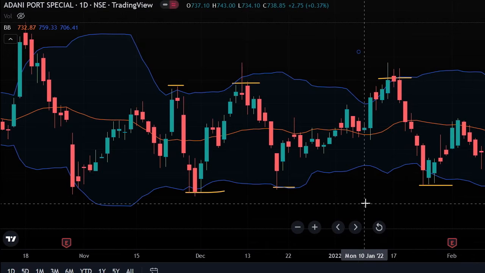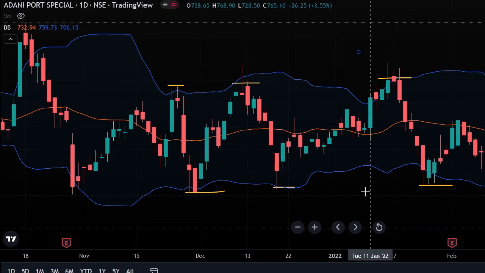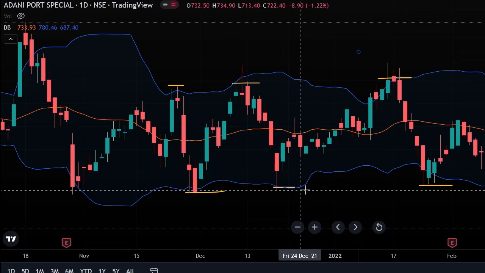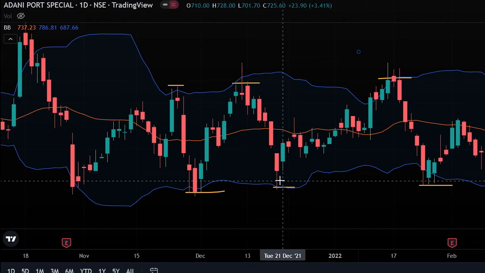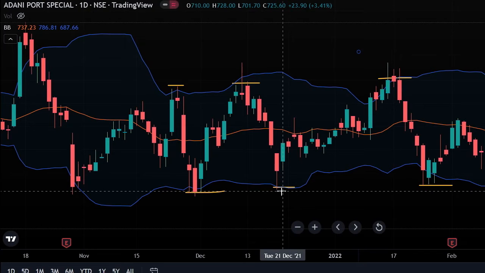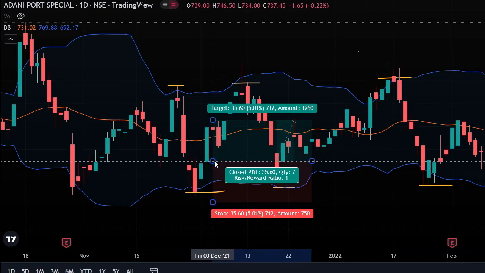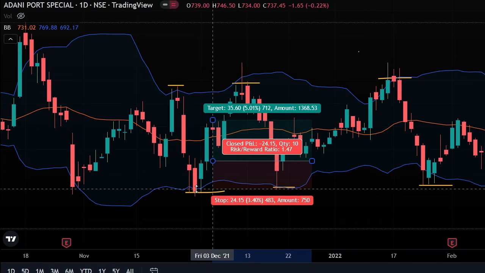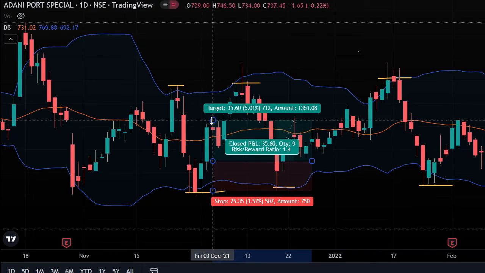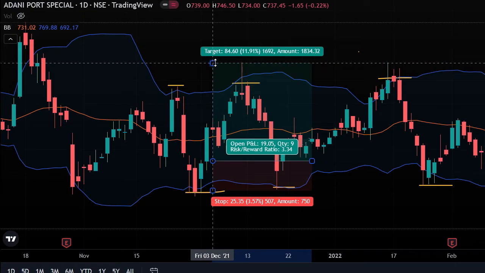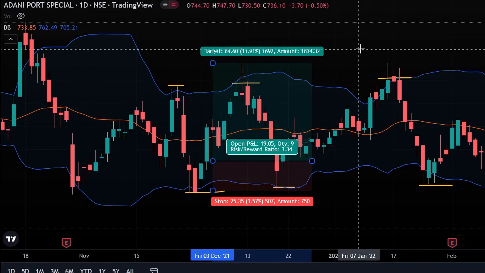If we are getting any strong confirmation of candlestick pattern or price action with the Bollinger Band top or bottom, we are ready to take a trade. So we will take entry at the high of the hammer, and SL will be at the low, and you can see we are getting a 1:3 risk reward ratio.